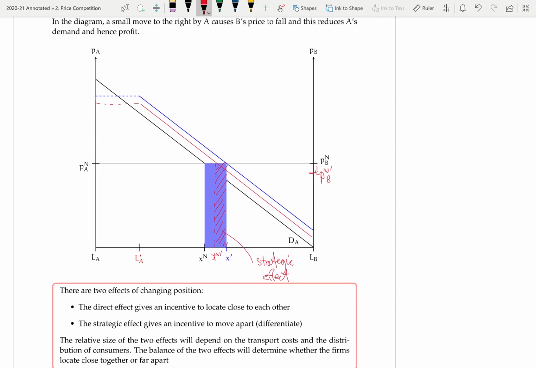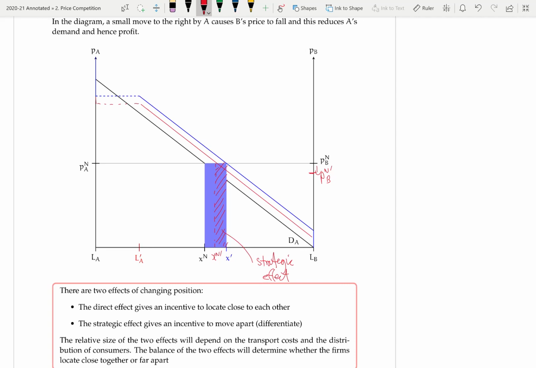So we have these two effects of changing position. The direct effect gives an incentive to locate close to each other. Moving closer to the other firm will capture more of the consumers in between. Whereas the strategic effect gives an incentive to move apart because moving closer together increases price competition, moving further apart decreases price competition. So there's this incentive to differentiate because of the strategic effect. The balance of the two effects is going to determine whether firms want to locate close together or far apart. What we do know is they don't want to locate in the same place because that's just the Bertrand model and they get zero profits.